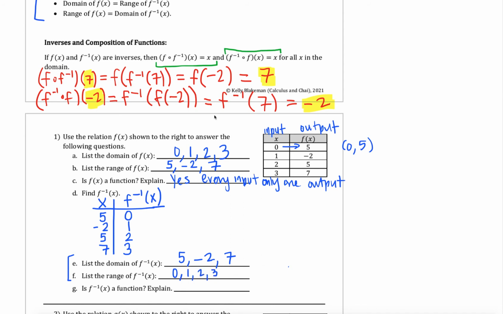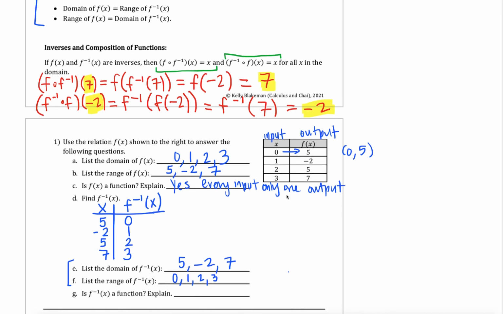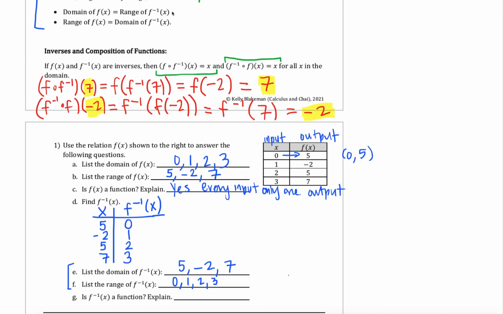And one thing I want to point out, going back to the concept of the domain of f of x equaling the range of f inverse, we can see that on here because our domain of f of x and our range of f inverse here, so part A and part F, are equal to the same values. Likewise, for our range of f and our domain of f inverse, I have the same list of values here for each one of those. And that's happening because by definition, the inverse is flip-flopping the input and the output.